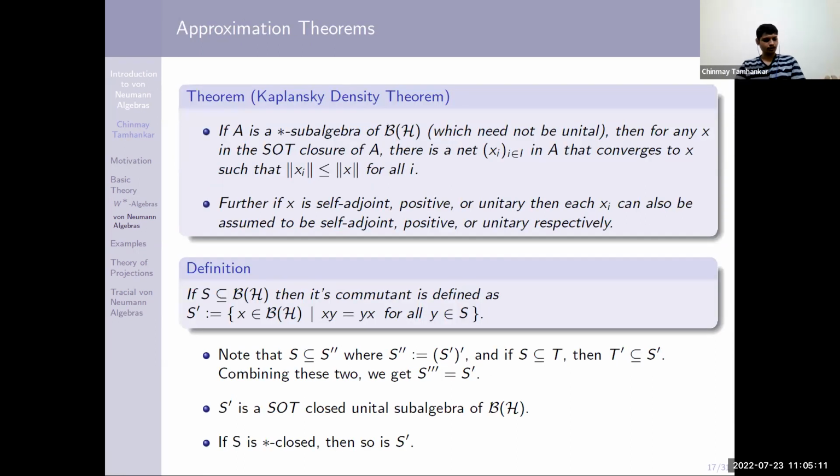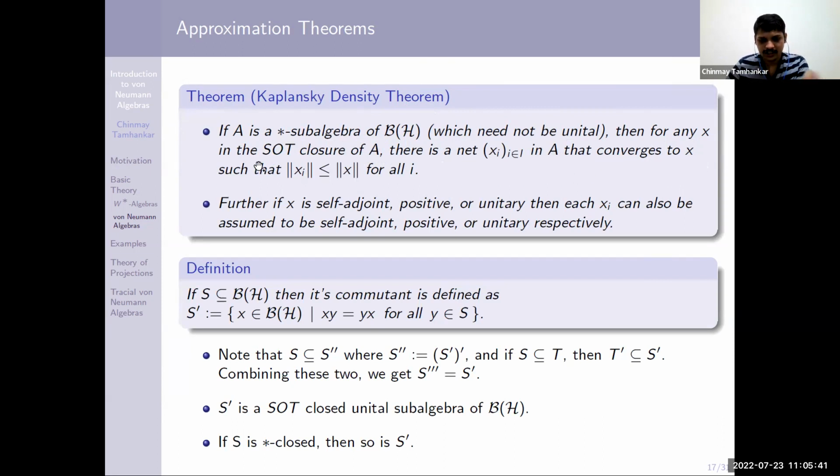And now we will go to some fundamental approximation theorems. Without these theorems, you cannot move ahead in this field of von Neumann algebras. So the first is called the Kaplansky density theorem. If we have a star subalgebra A of B(H), which need not be unital, then given any X in the SOT closure of A, there is a net in A that converges to X. So this is just the property of closure.